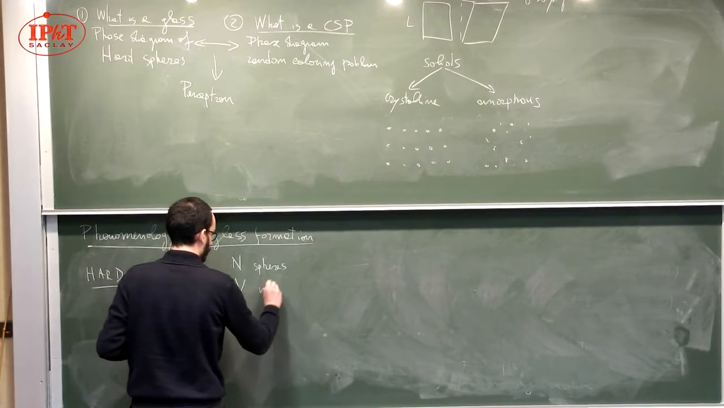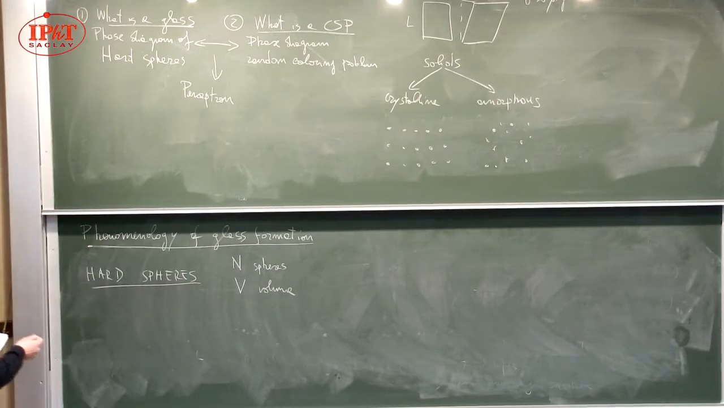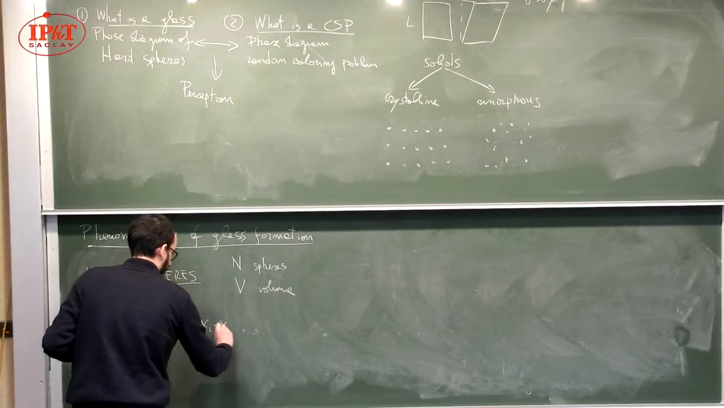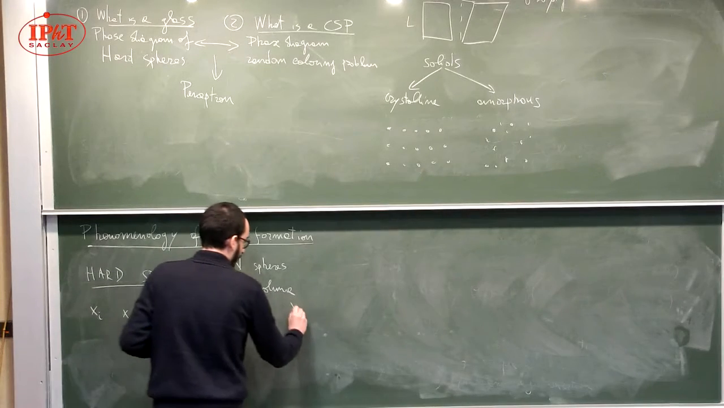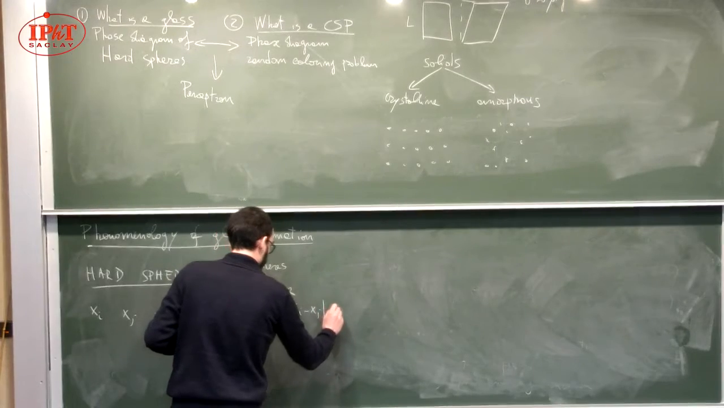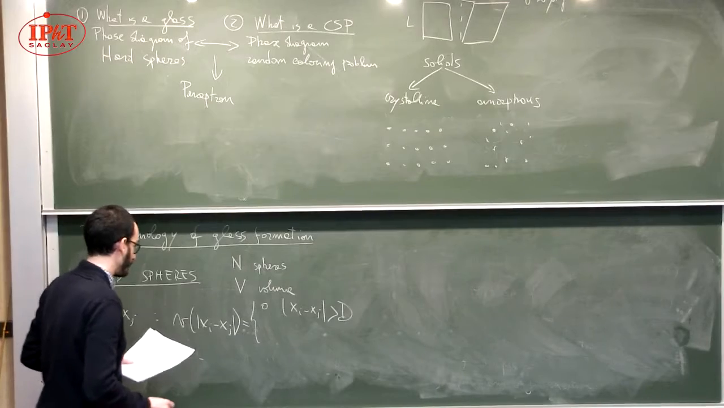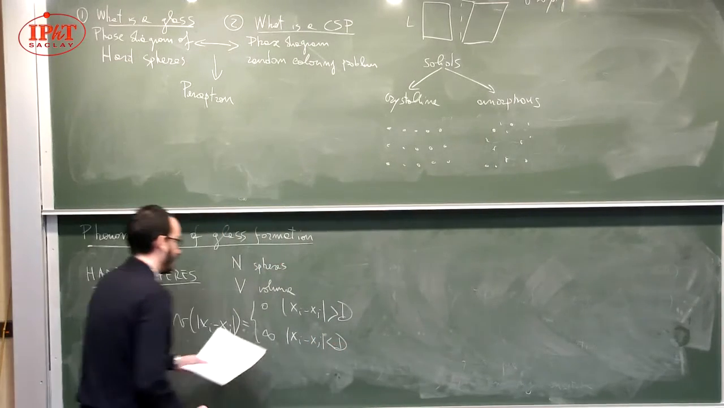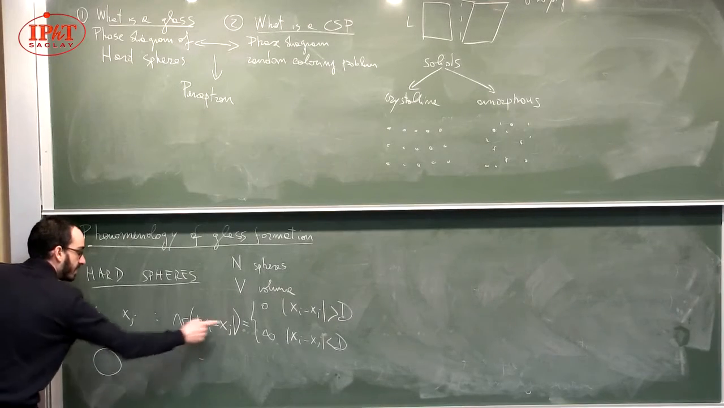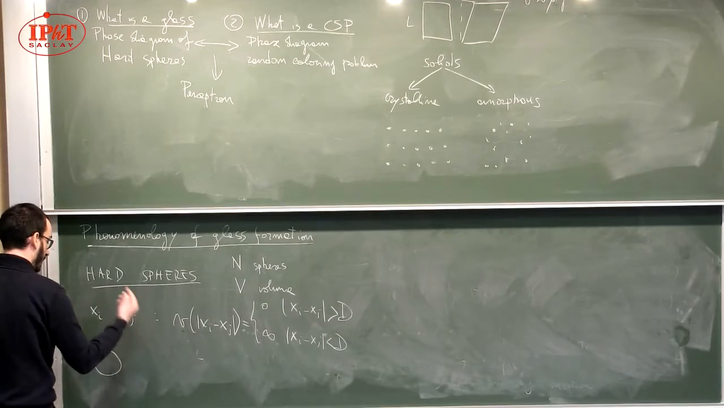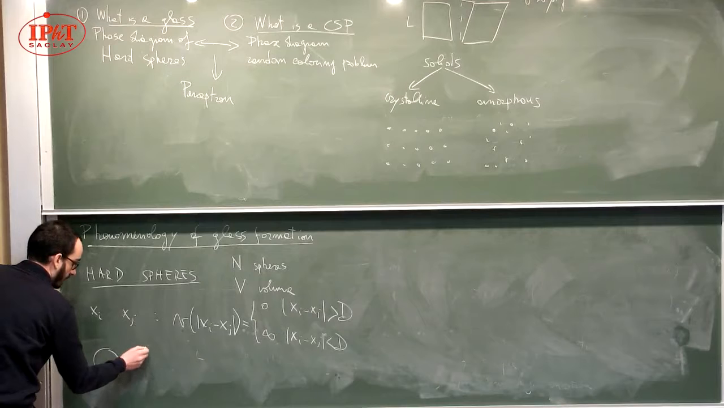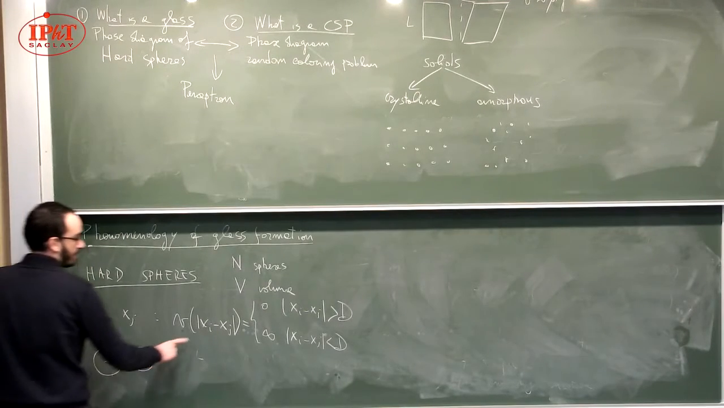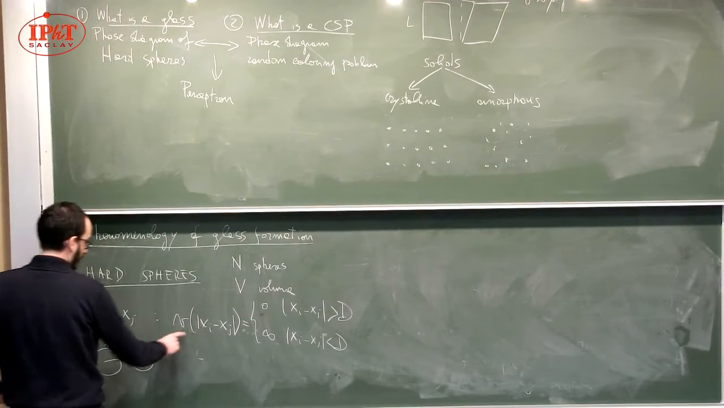in a volume V, and the interaction potential between two spheres in positions xi and xj is zero if the distance between xi and xj is greater than the diameter of the spheres, and infinite if their distance is less than the diameter. So basically, this is a potential that forbids the overlap of two spheres. Okay, so if this is the radius, d over 2, a configuration like this is permitted and the interaction potential is 0. Otherwise, you cannot overlap the spheres.